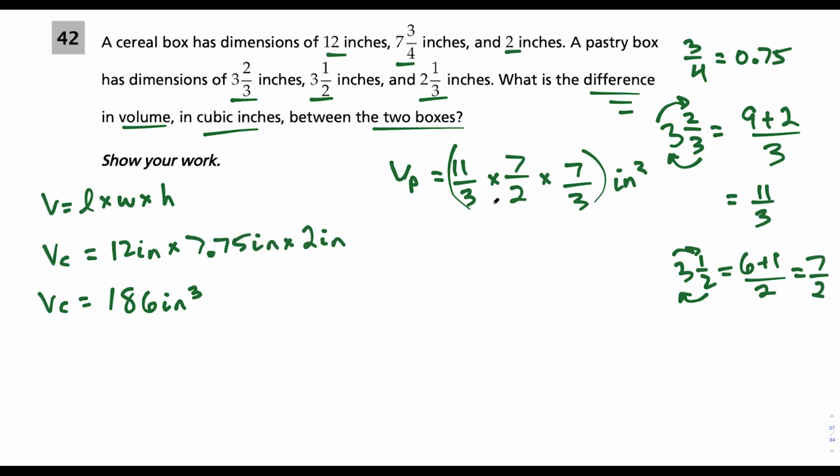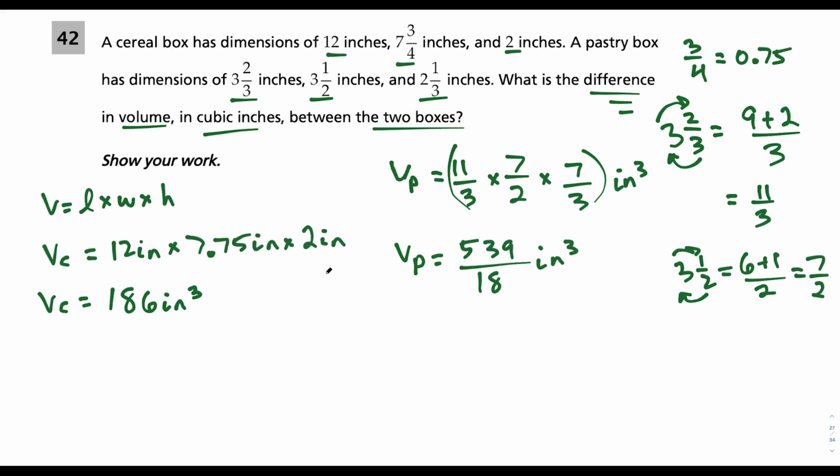So this I could just multiply out in a calculator. But I'll leave that part up to you to check my work here. 11 times 7 times 7. So I'm just going to multiply the numerators across. 11 times 7 times 7 is going to work out to 539. And if I multiply 3 times 2 is 6, 6 times 3 is 18. And my units are cubic inches like this.